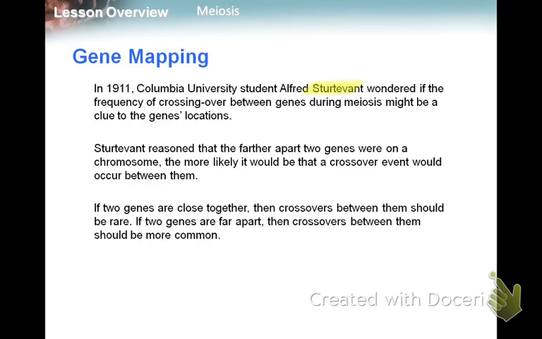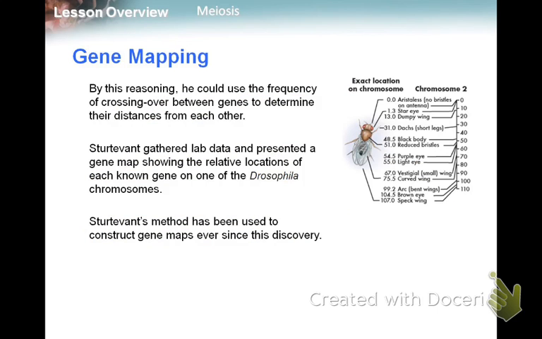Alfred Sturtevant wondered if crossing over between genes during meiosis, when those arms of the homologous chromosomes exchange genetic information, might be a clue to the gene's locations. He said that the farther apart two genes were on a chromosome, the more likely that crossing over event would occur between them. If two genes are closer together, then the crossovers should be rare. If they're farther apart, crossovers should be more common. So now within the linkage groups, we're determining how close together two genes are located.